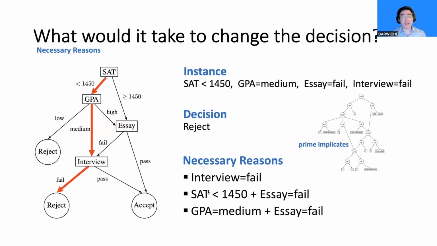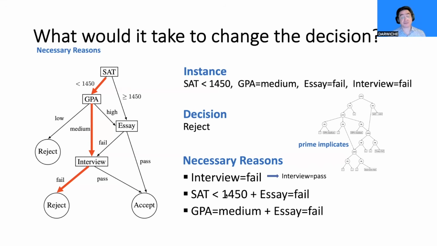Now, how can I violate the first one? There's only one way, to flip this to a pass, all right? And in this case, if you take this instance and indeed change interview to pass, this applicant will be accepted, guaranteed. Now, let's try to violate the second necessary reason.